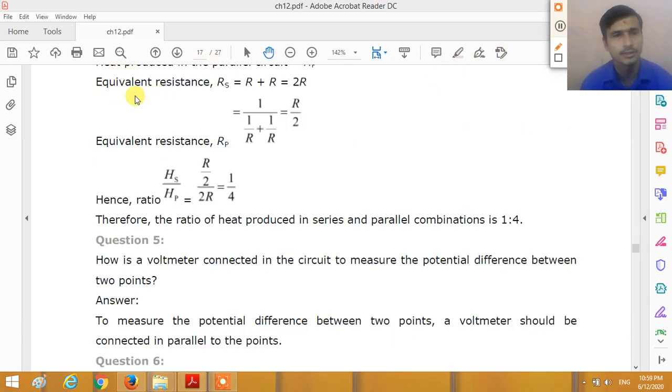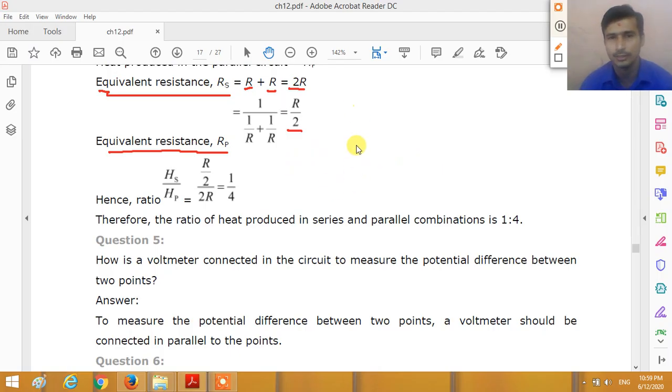So dear students, when the two conducting wires are connected in series, the equivalent resistance Rs is equal to the sum of the individual resistances. So the resistance of each conducting wire is R, right? We get that when the two resistors are connected in series, the equivalent resistance is R plus R is equal to 2R. And when both the conducting wires are connected in parallel, the equivalent resistance Rp is equal to R by 2. How do we calculate? You know it easily.